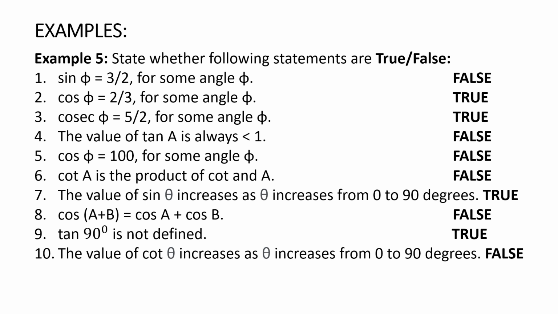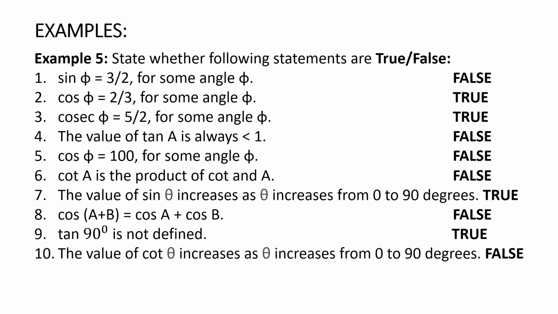The value of tan A is always less than 1. That is false, correct? You know that tan 45 degree is 1. Even tan 60 degree will be more than 1. Cos phi is 100. Obviously not possible. It should be less than or equal to 1. Cot A is the product of cot and A. That is not true. Cot is cos upon sine and A is some angle.